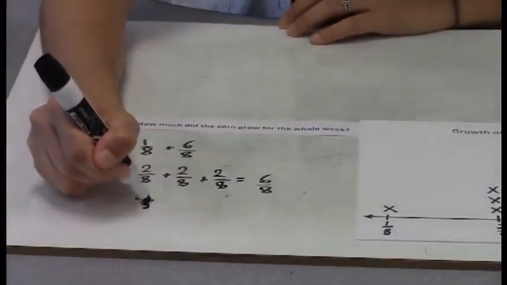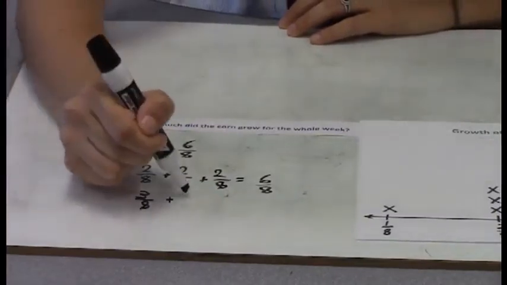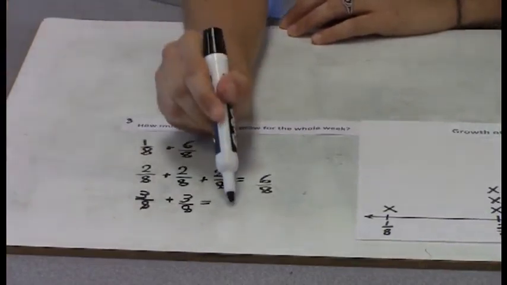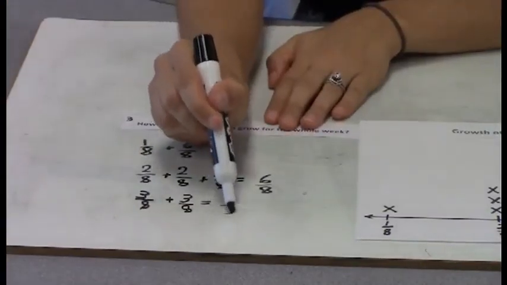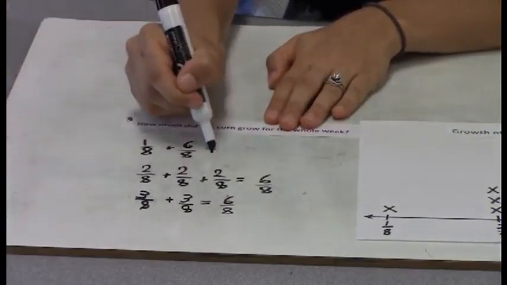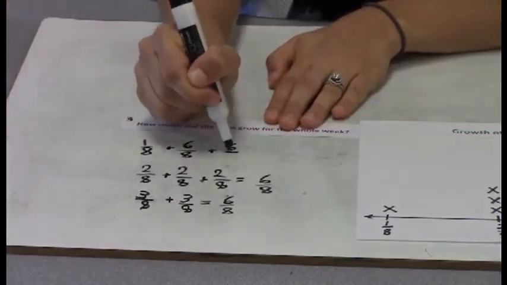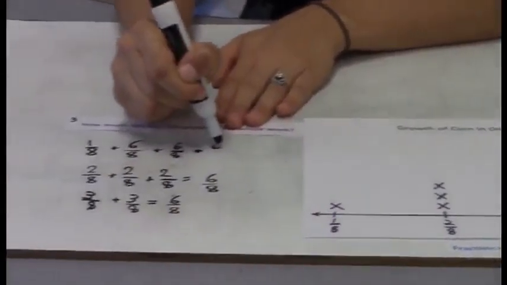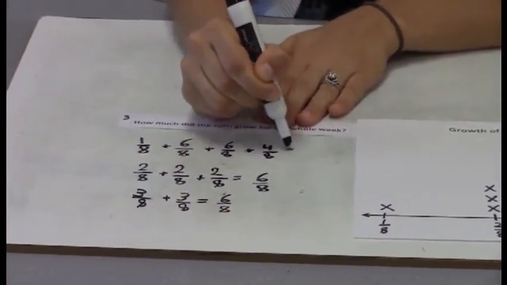Okay, moving right down the line plot, now I have 3/8. On 2 days the corn grew 3/8 of a foot. So again, I'll add to find that total, 3/8 plus 3/8. Keep my denominator the same. 3 plus 3 is 6. So we have 6/8. Okay, and then we have 1 day where the corn grew 4/8 of a foot. So I can just add that right up here.